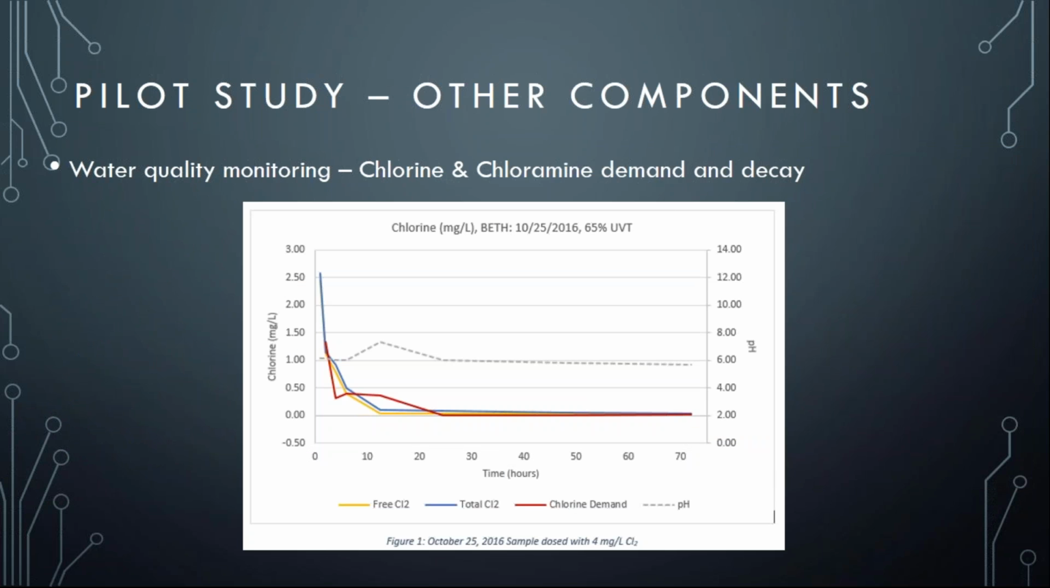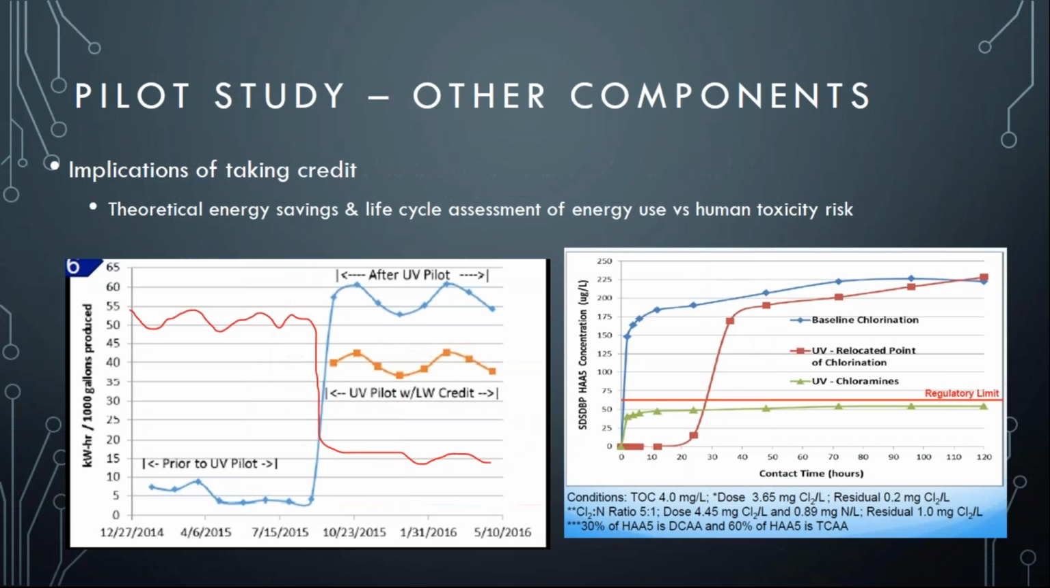So some other components that I'm looking at too is more in-depth water quality monitoring. So some of the samples I take I will take back to my lab and do chlorine and chloramine demand and decay curves just to see how quickly the free chlorine would be used up in the system. Right now, Bethlehem only has slow sand filtration and chlorination, along with the pilot unit right before chlorination too. So we've seen a high demand in chloramine. And some other components too.